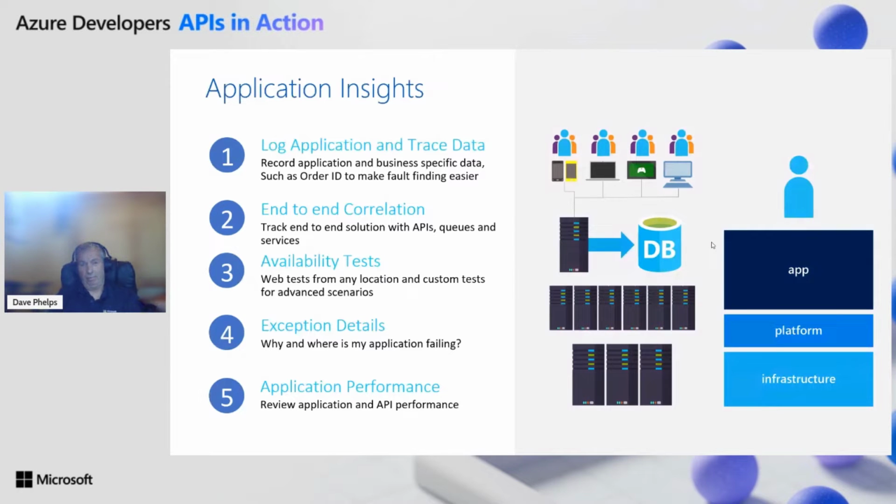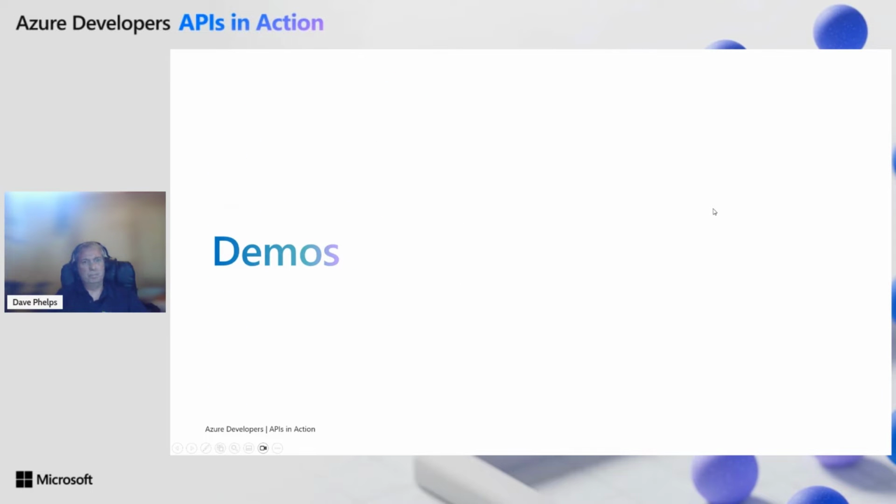We also have availability tests, so we can run some tests to verify that your APIs are actually functioning, and we'll drill into that in a demo later. And finally, we can look at exceptions and performance, so understanding why my application may have failed and where it failed. So let's jump into some demos.